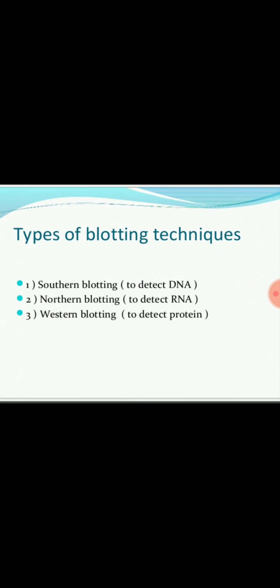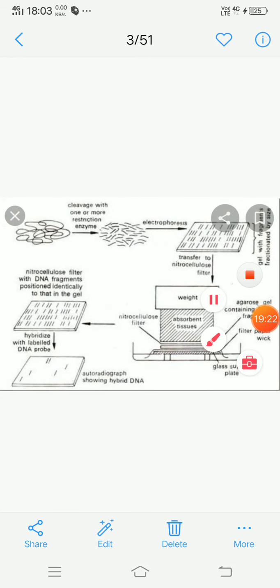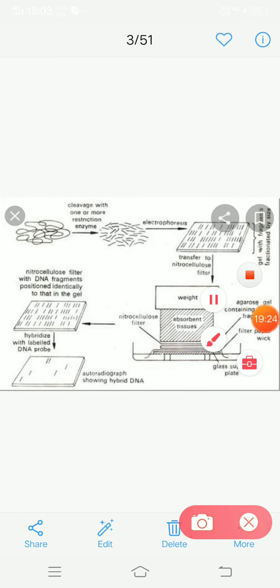Yes, we can see it by using one figure. Here we can see the normal DNA. The first step is digestion or cleavage by using restriction enzyme, so cleavage with one or more restriction enzymes. After cleavage, small fragments of the DNA are produced. Now you have to separate those fragments according to their molecular weight and length, so you go for the electrophoresis process.